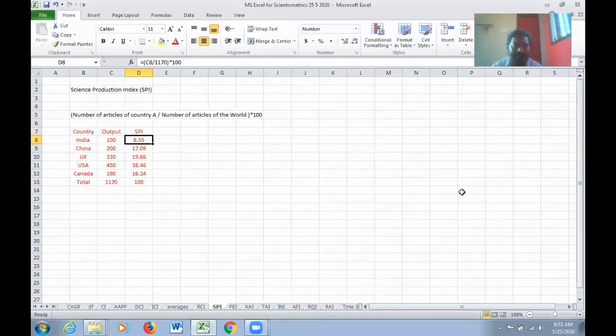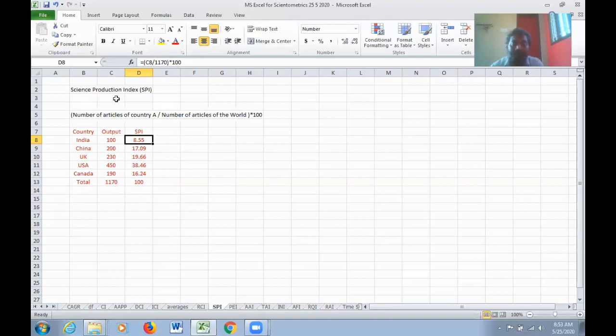Now, science production index is very simple to calculate. It just tells you what is the percentage of your contribution to the world research output in a particular given discipline during a particular period. Okay, for example, you take India. India has published 100 papers, and maybe this is the research output of all the countries in COVID-19. Only 5 countries have produced papers since the beginning till this year, 1170 total output.